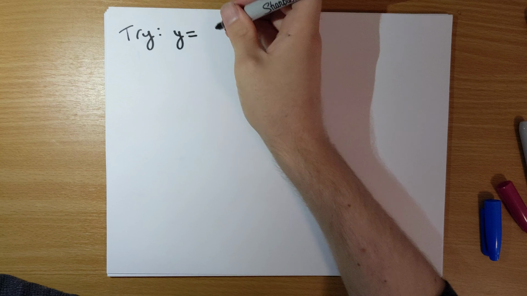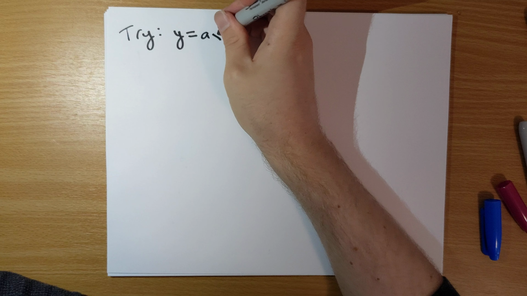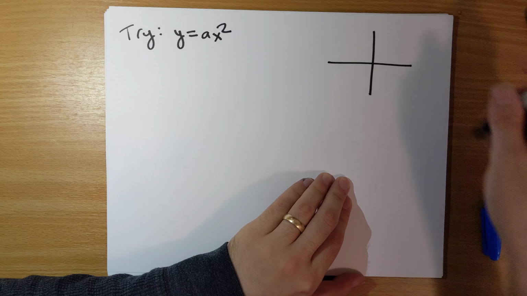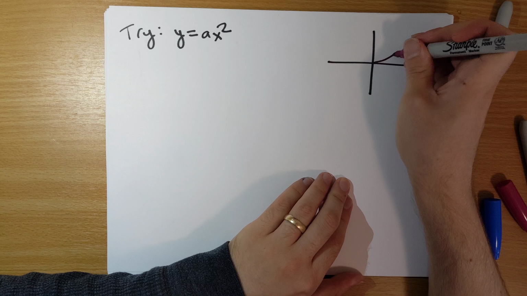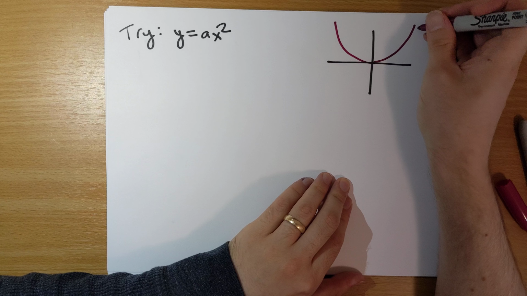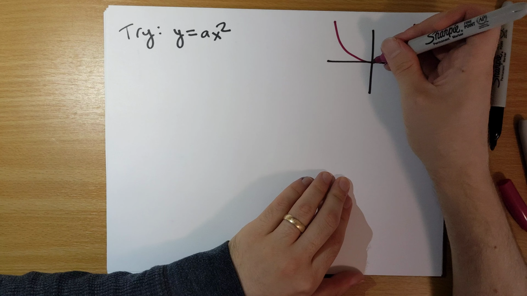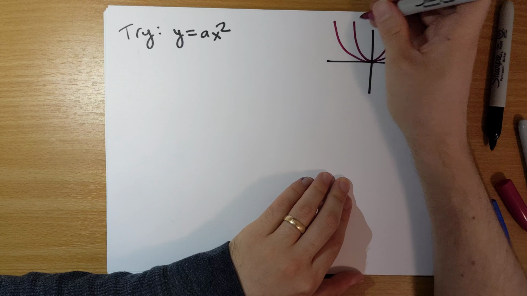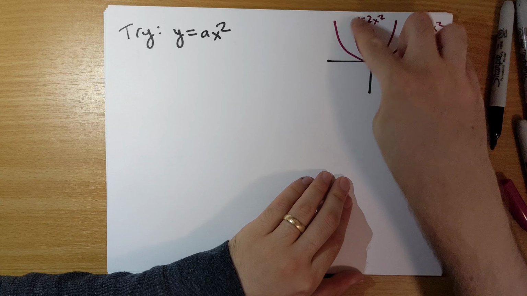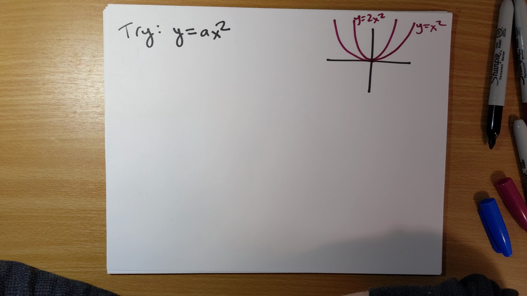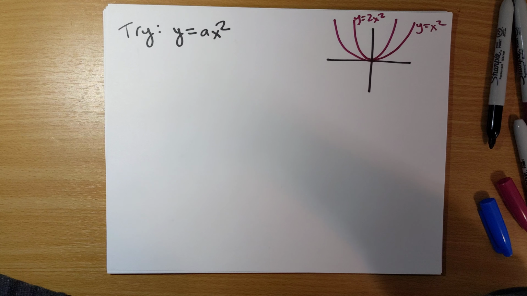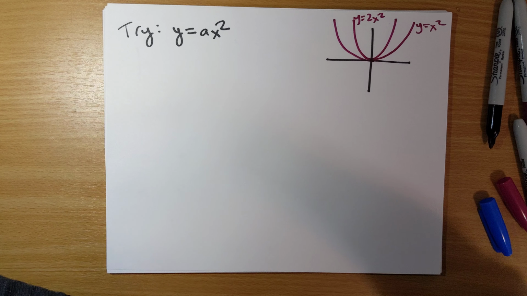What happens if we try things of the form y is equal to ax squared? So instead of doing straight line paths into the origin, y is equal to ax squared. So this might be y is equal to x squared, which would be a is equal to 1. Y is equal to 2x squared would be a is equal to 2. What happens if we go in along these parabolas to the origin?